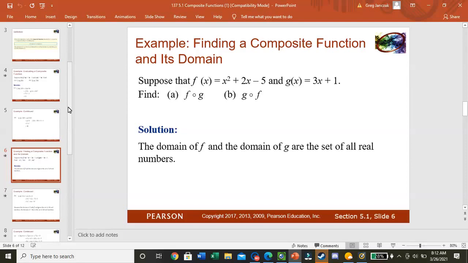So let's see. So here we have f of x equals 2x squared plus 2x minus 5, and g of x is 3x plus 1. And we want to find f of g and then g of f. Okay.